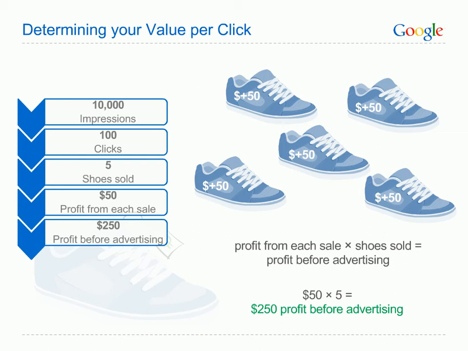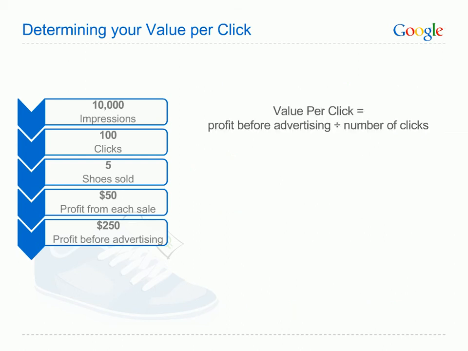Now that we know how much profit was created by AdWords, we can go back to the 100 clicks we received and figure out how much we should bid for each one of those clicks. To determine the value per click, we need to divide our profit before advertising by the number of clicks received. $250 divided by 100 clicks yields a value per click of $2.50. This means that each click on our ad brings us $2.50.